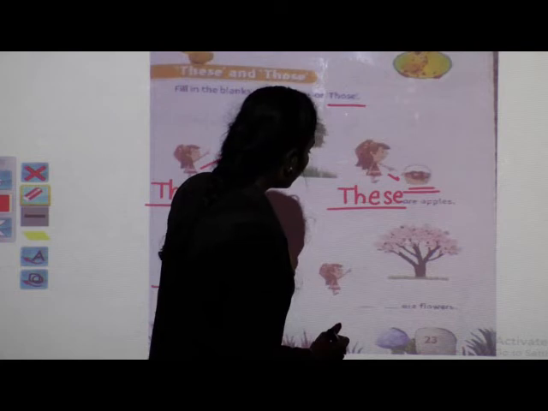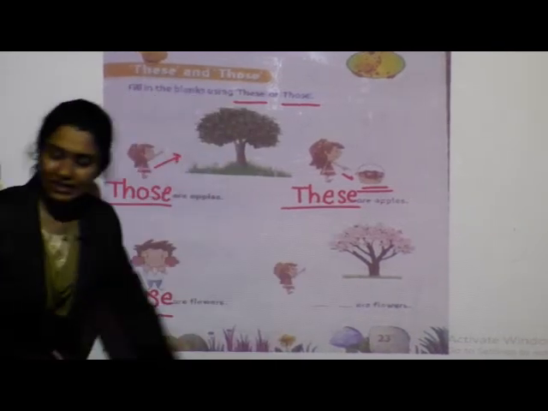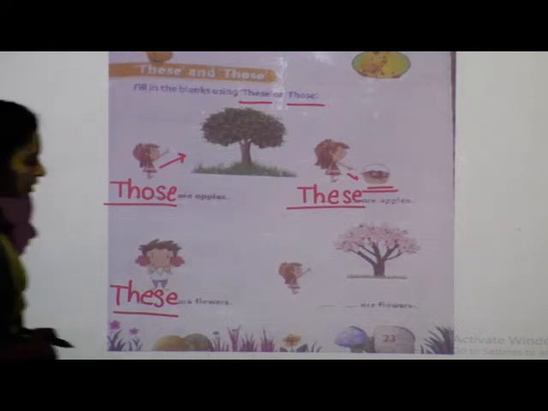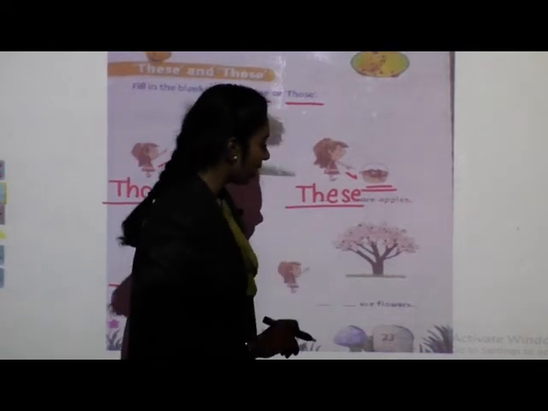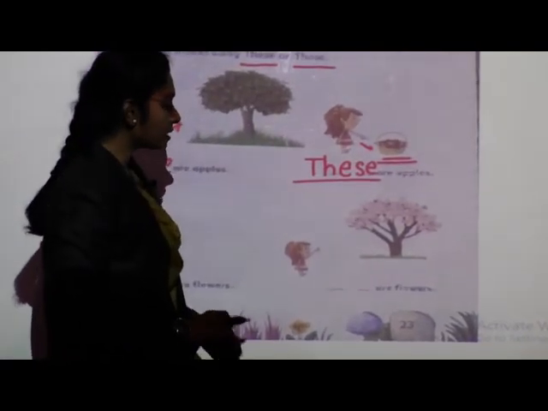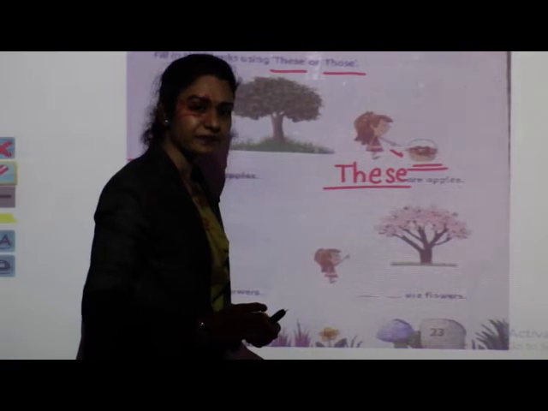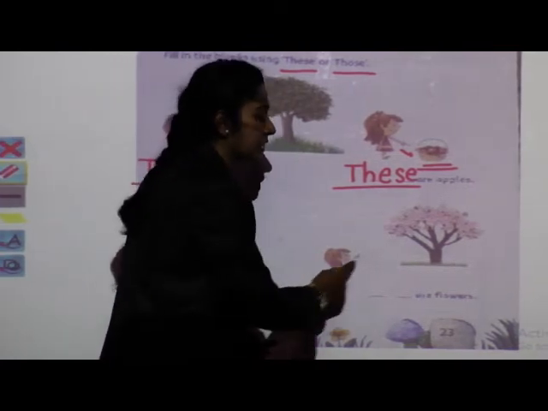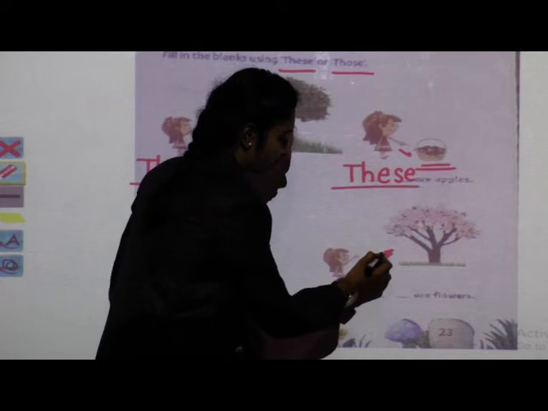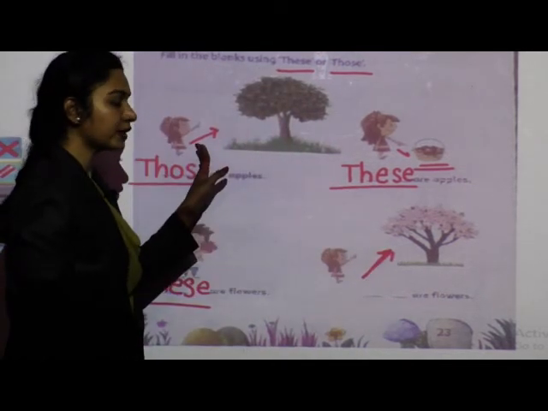Come to the next picture. Now see, children. Can you see this girl? She is here. And if you see, yes, can you see this tree? And these are the flowers. Okay. Now children, tell me, is this girl near or far from this tree? She is pointing here. Can you see the difference? Here also a difference. Can you see?